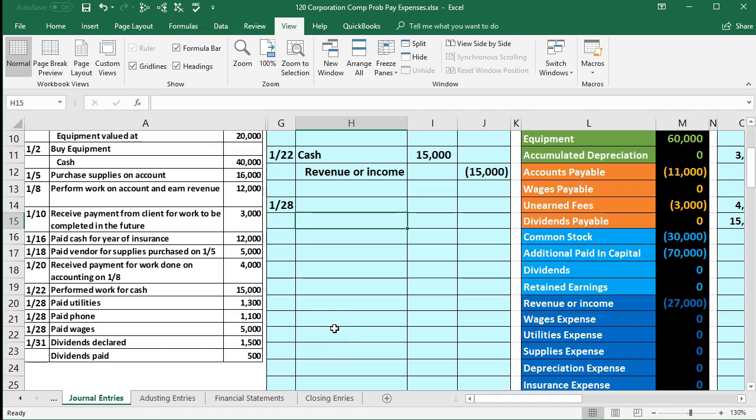In this presentation, we will continue on with our comprehensive problem, this time recording journal entries related to the payment of expenses. We will record expenses for utilities, the phone, and wages.